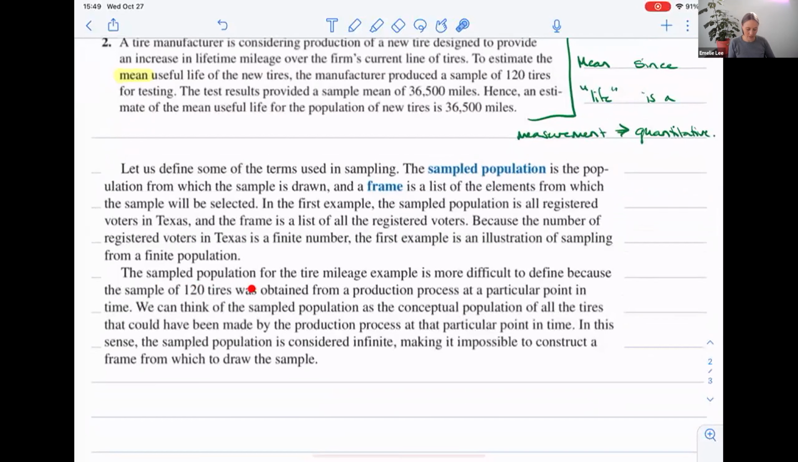So the sampled population for the tire mileage example is a little bit trickier because of the sample of 120 tires. They said, okay, we produced this great new tire. Let's go make some up, I guess, and test them out to make sure that they're actually better than what we already have. So this is from just a brief moment in time, right? The 120 tires were all produced basically at the same time, but we're trying to talk about all of the tires of this type, right?